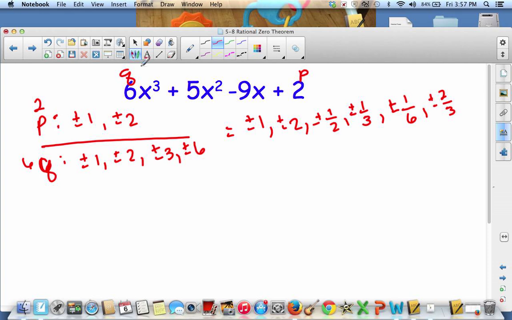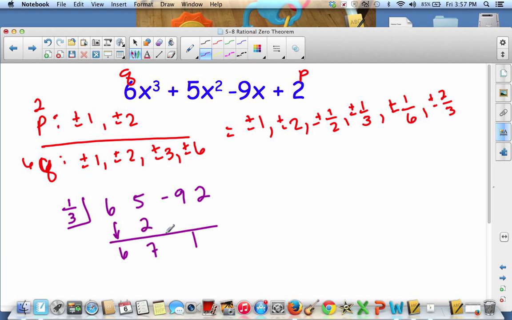So let's just say I'm going to try a positive 1/3. So when I do that, I'm going to use synthetic division, and I should get 0 as my remainder if it is a root. So it looks like we have 6, and then we have 2, which is 7. And then 7 times a third is like 2 1/3. So that's a -6 2/3. Do I even need to keep going? Is that going to be 2? No. So this one does not work.